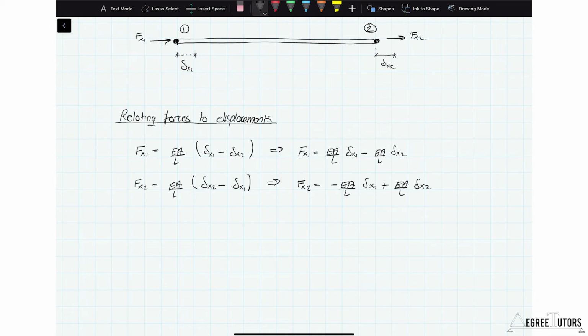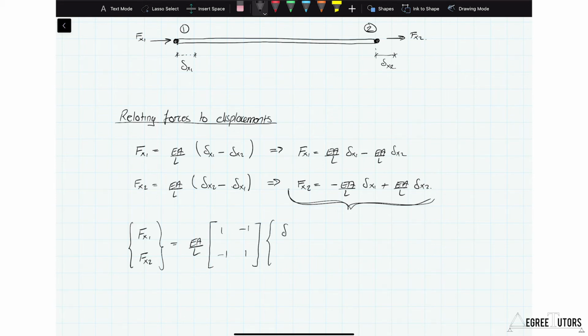This is more conveniently represented in matrix form. These two equations, we can represent them in matrix form, and from that we're going to be able to extract the stiffness matrix. So taking these equations over here and representing them as a matrix set of equations, we would have the vector of nodal forces is equal to a square matrix EA over L, 1, minus 1, minus 1, and 1, times the vector of axial displacements at each node, delta x1 and delta x2.